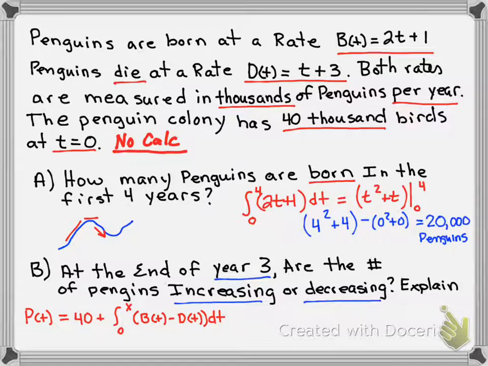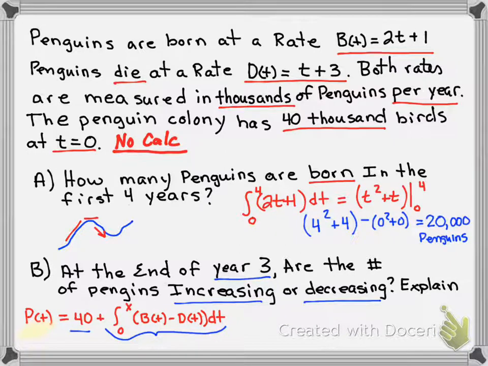Another way to think about this is that the population of penguins is going to be equal to what we start with, plus the integral of the rate coming in, like being born, and the rate going out, or the rate dying. And so if we want to know if the number of penguins is increasing or decreasing, we want p prime. Is p prime greater than 0 or less than 0? So the only way to figure that out is to take the derivative.